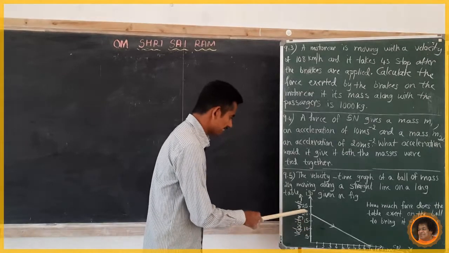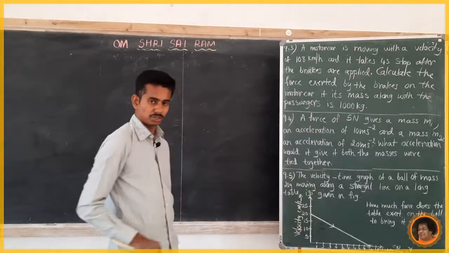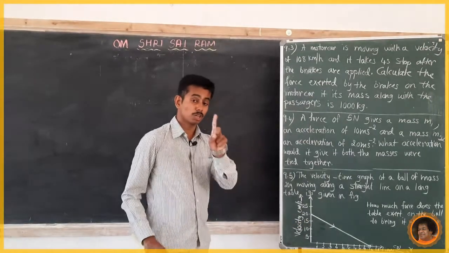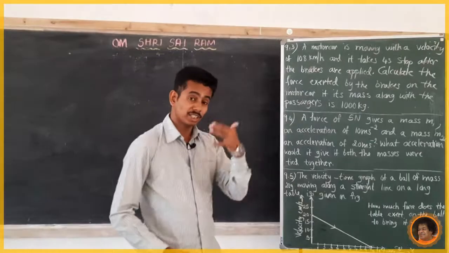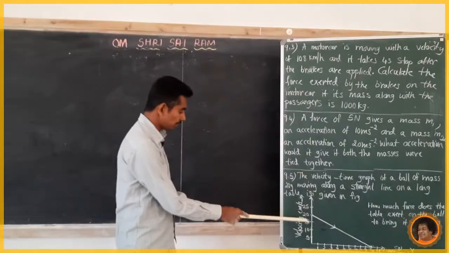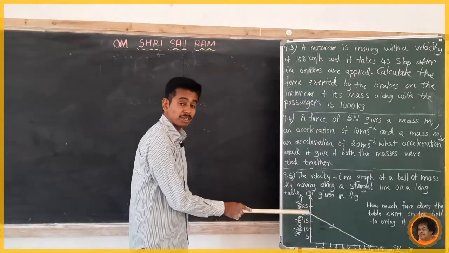This is given in centimeters: 5 centimeter, 10, 15, 20, 25 centimeters. So velocity is in centimeter per second, not meter per second. What is the SI unit of velocity? It is meter per second. But in this case, it is given in centimeter and second, so velocity is centimeter per second.